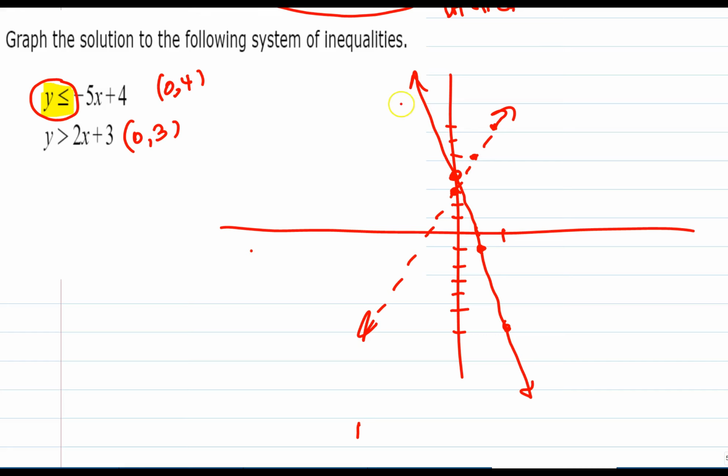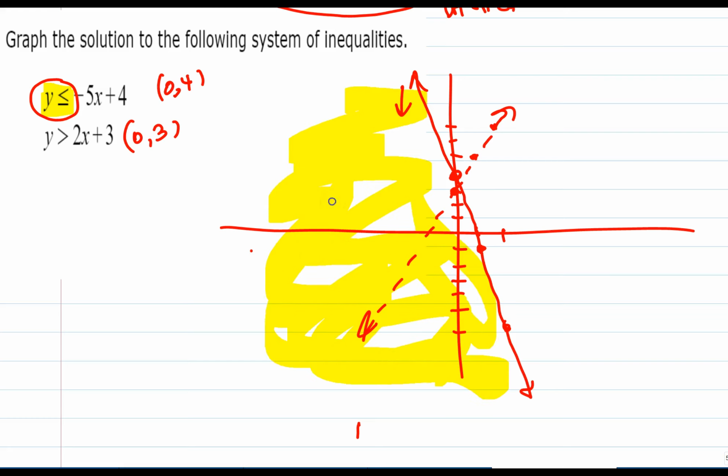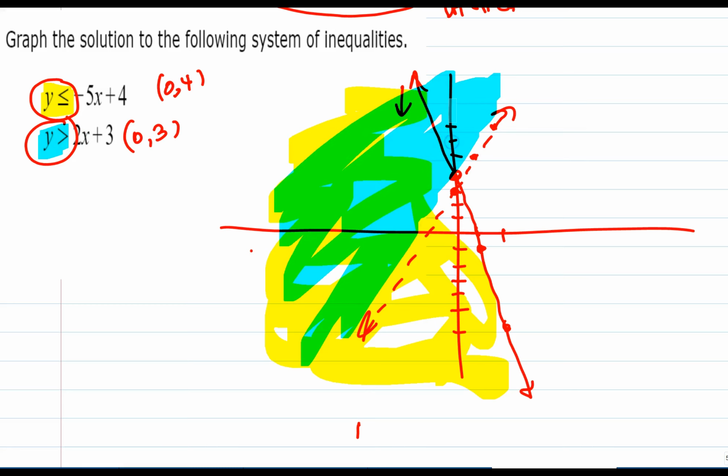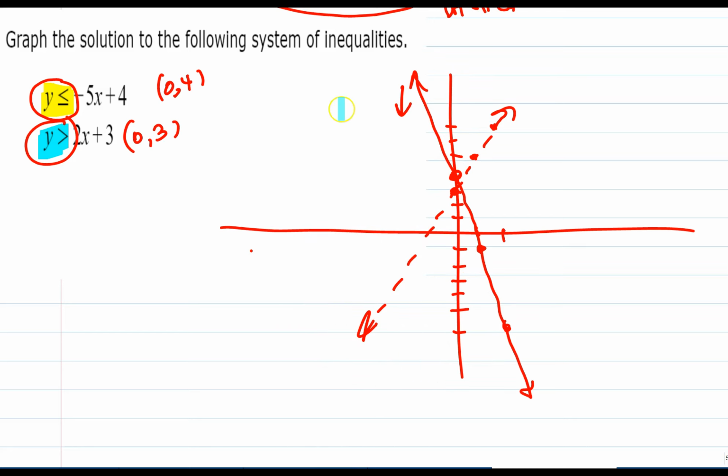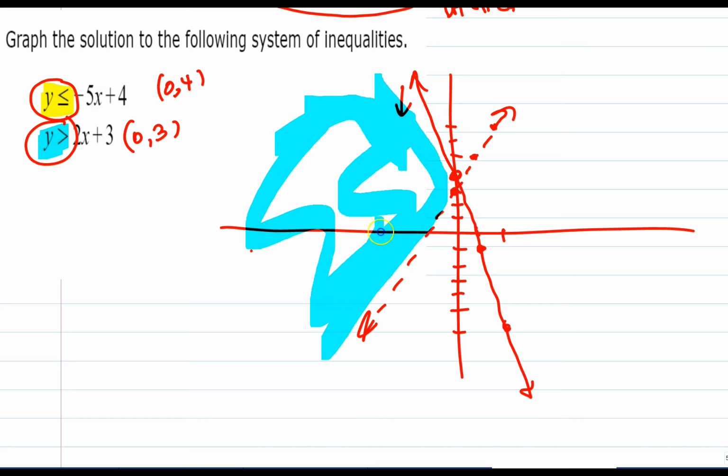Less than is below the solid line, right? Everywhere below the solid line. Now you might want to save on the shading and just wait for a second, because that's not all our answer, is it? What does y is greater than mean here? Everywhere above the dashed line. Where is the only area that we can really keep? What do we keep? Just that overlap. That's really our answer. It's just in the overlap.